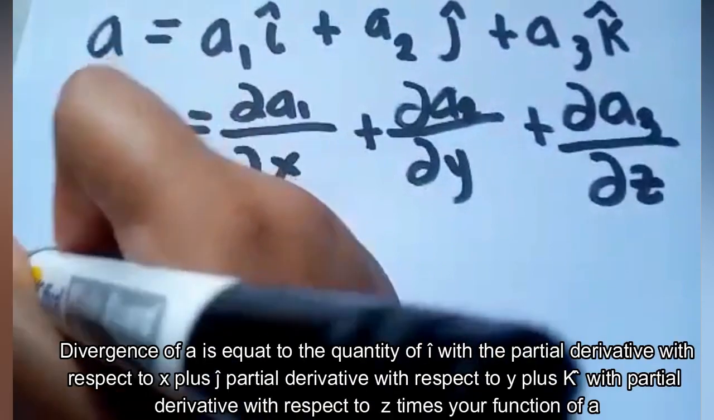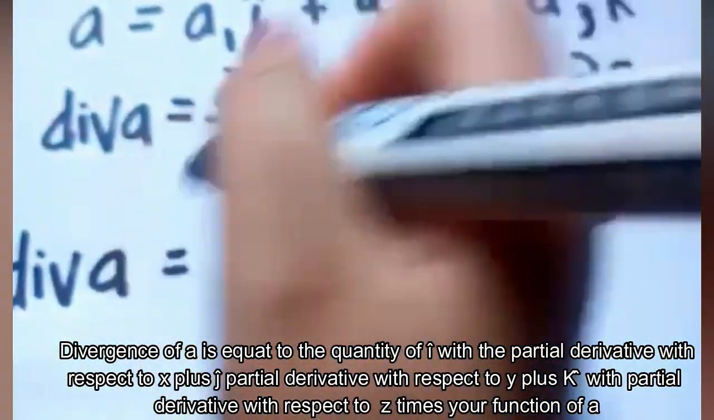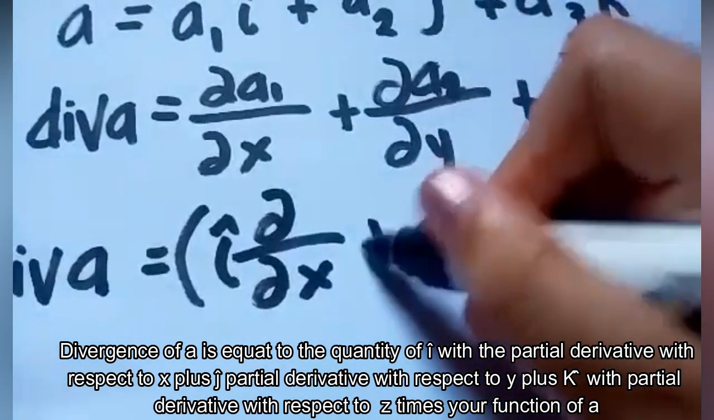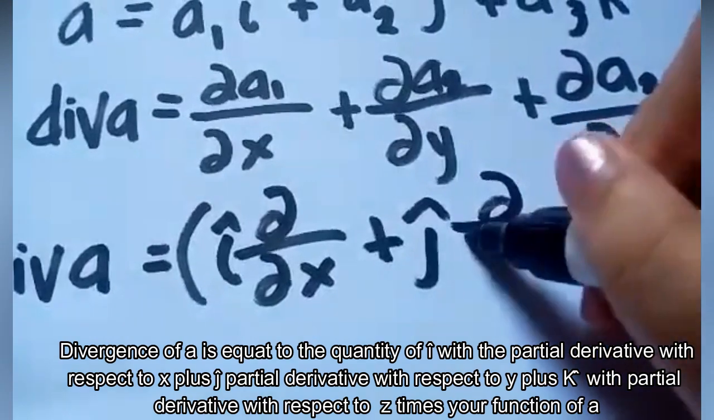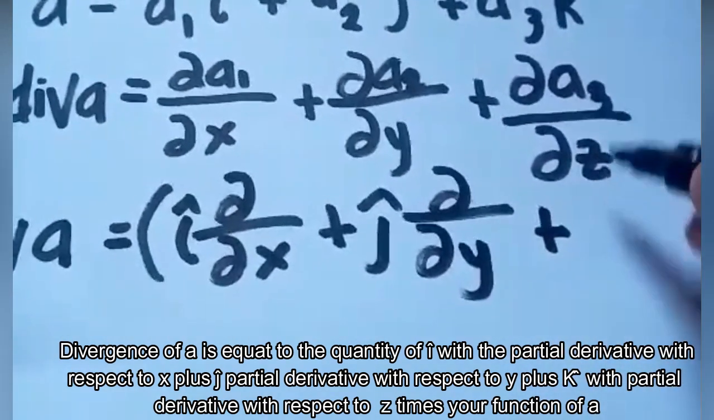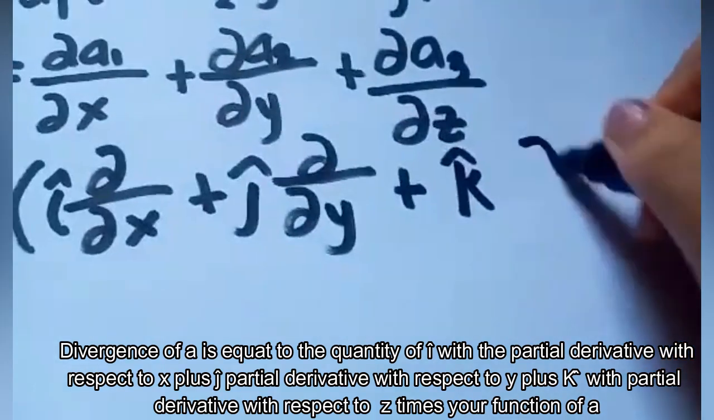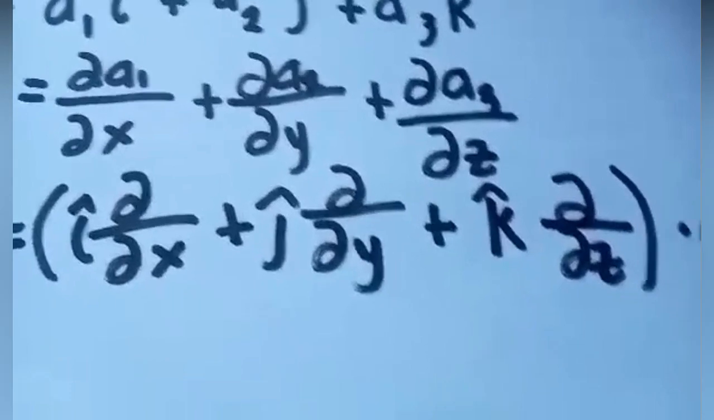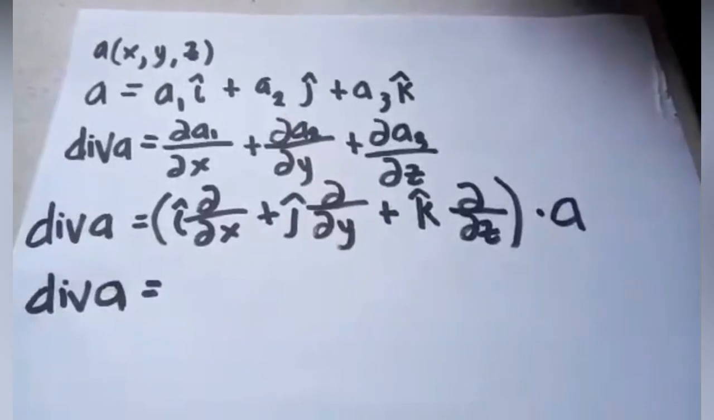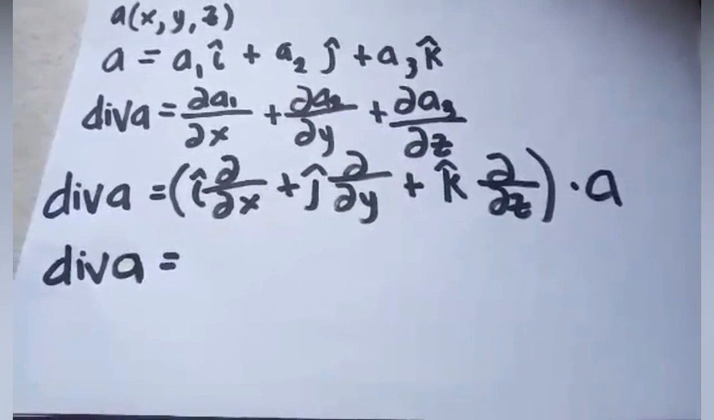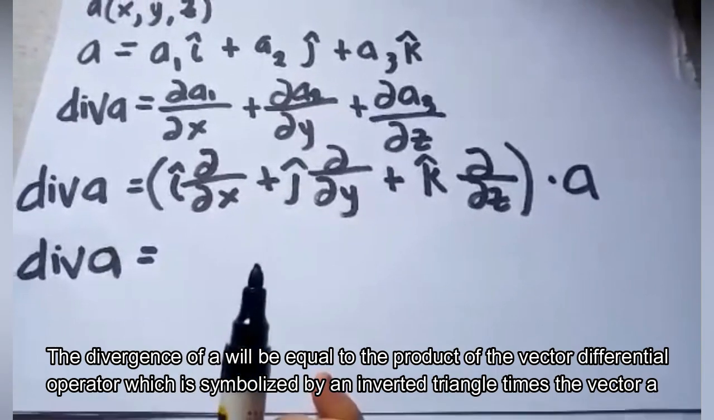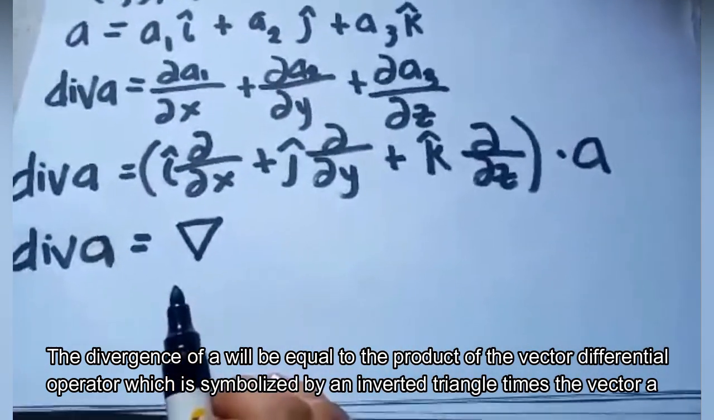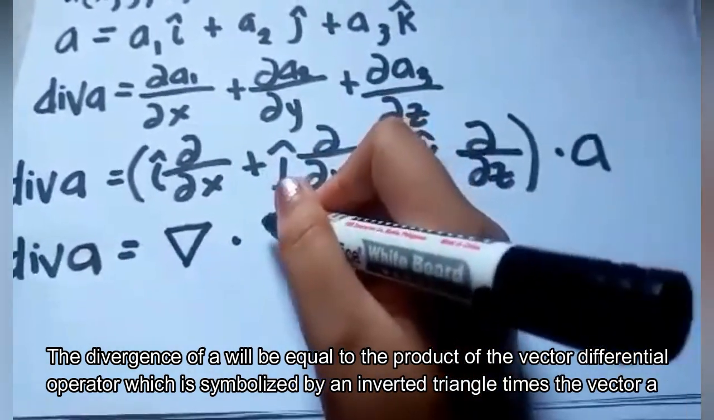The equation will be divergence of A is equal to the quantity i hat with partial derivative with respect to x plus j hat partial derivative with respect to y plus k hat with partial derivative with respect to z, times our function A. So simplifying this equation, the divergence of A will be equal to the dot product of the vector differential operator, which is symbolized by an inverted triangle, times the vector A.